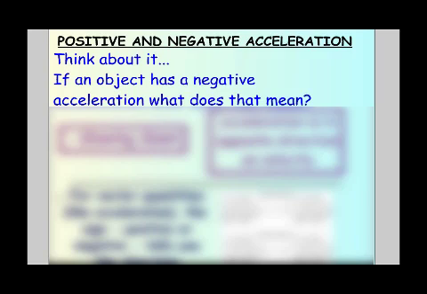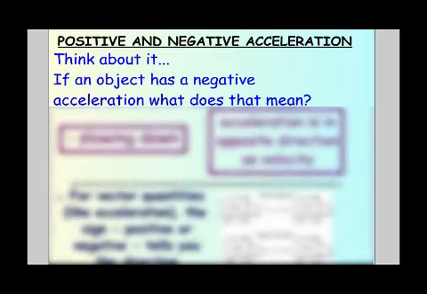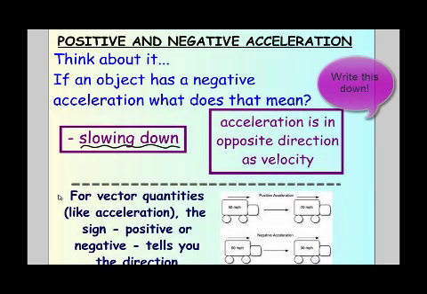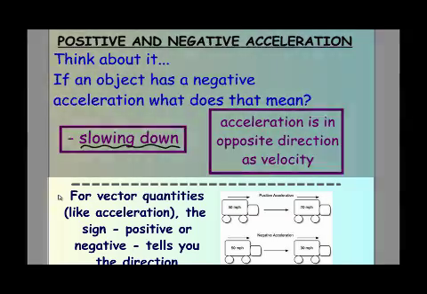Okay, next screen here, positive and negative acceleration. At the top, think about it. If an object has a negative acceleration, what does that mean? If I was to tell you that something was accelerating negatively, all that really means is a fancy way of saying in physics that something's slowing down. Another way of thinking about that in the box here is that acceleration is in the opposite direction as the velocity.